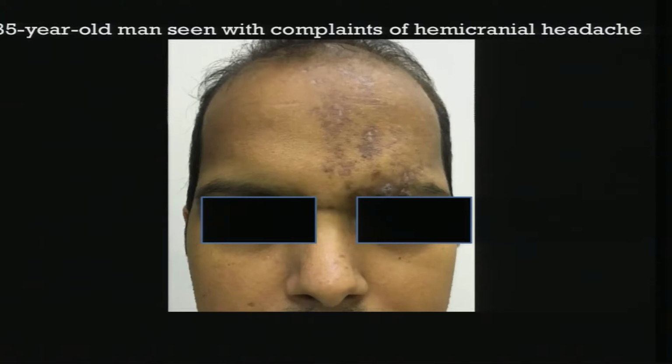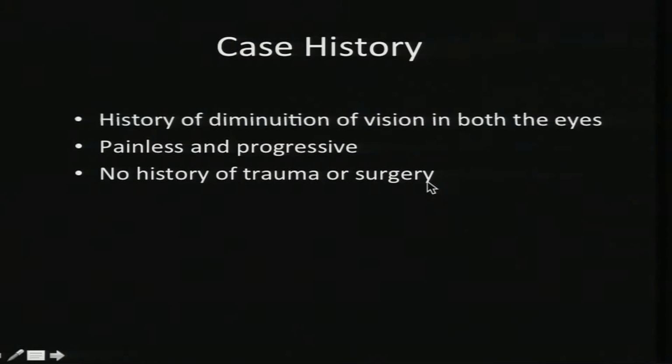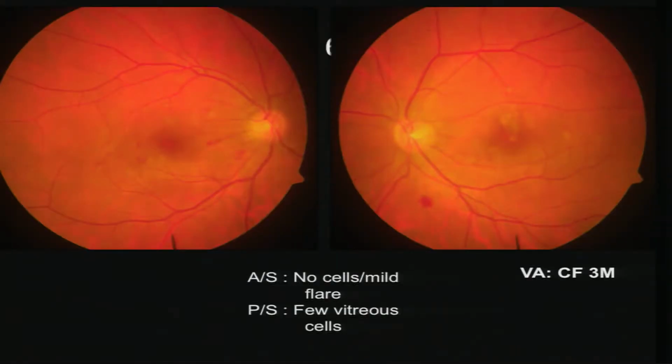With this, I move on to my next case. This is a 35-year-old man who comes to us with complaints of hemicranial headache, and you can see there is a zoster going on there. He gives a history of decreased vision in both eyes, which is painless and progressive, no other positive history. Now when we look at the fundus, it shows a few hemorrhages, some whitish lesions. In a patient with zoster, our first thought was, is it zoster-related retinitis?